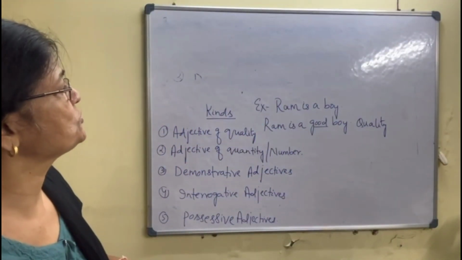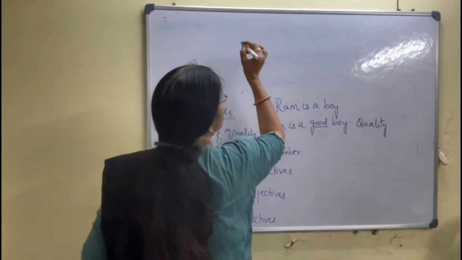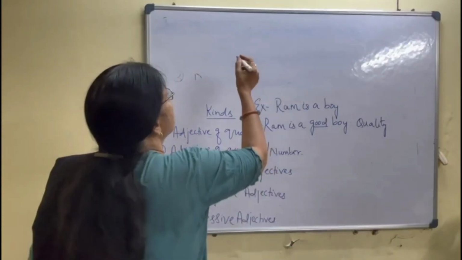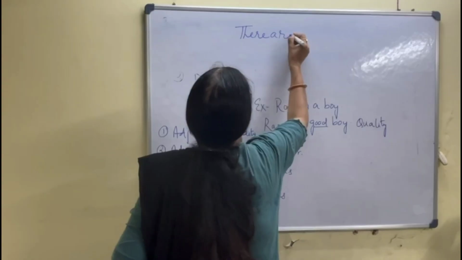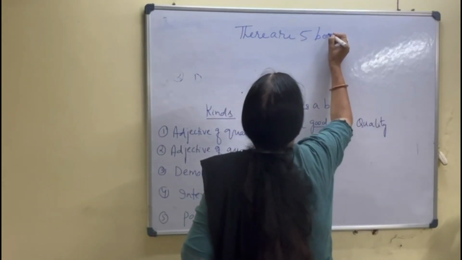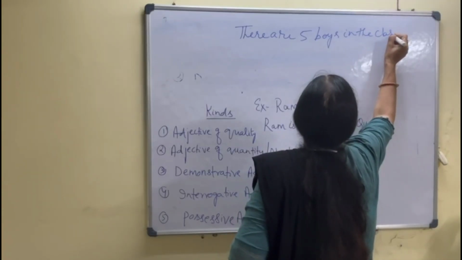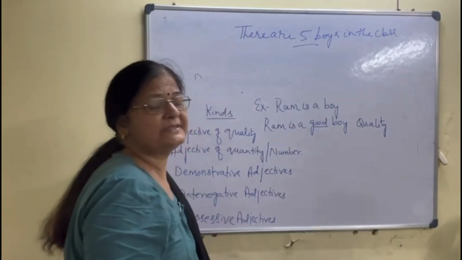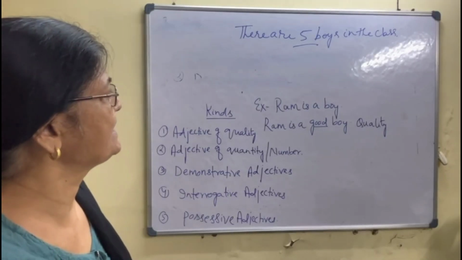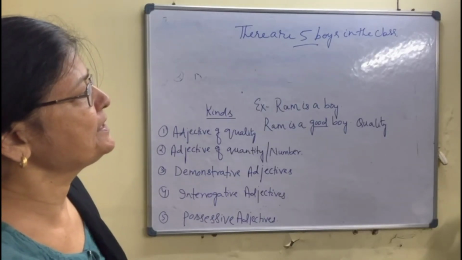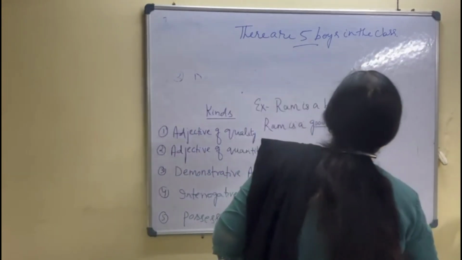Similarly, the words which show the numbers are called the adjectives of number, which show the number of a noun. For example, there are 5 boys in the class. Now this 5 is the adjective of number. कितने लड़के हैं? क्लास में 5 लड़के हैं. So this shows the number of the noun, that is boys, and hence is called the adjective of number.